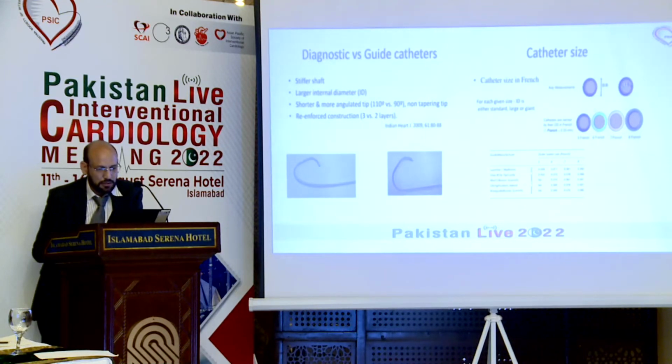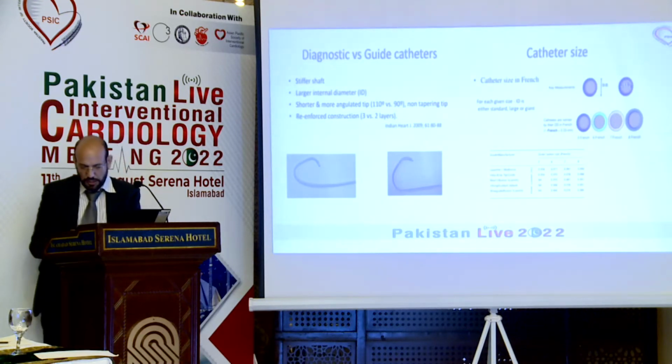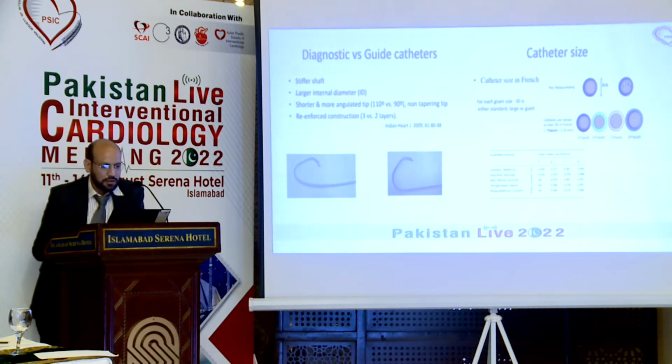Catheter size is in French. You can see that for each given size, the inner diameter is either standard or large. There are different color codes of guiding catheters. 5 French is gray, green is 5, orange is 7, and blue is 8 French. The inner diameter of a guiding catheter is 0.3 millimeter. So 6 French is equal to almost 2 millimeter.